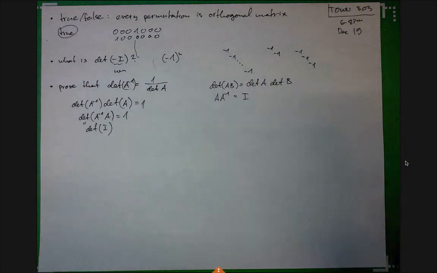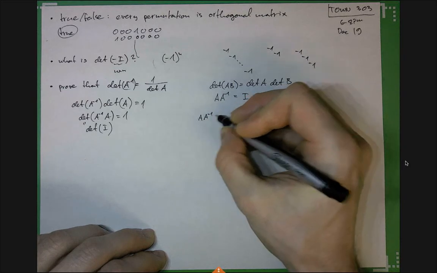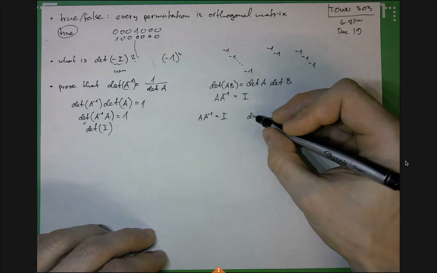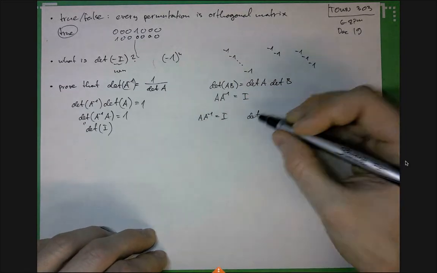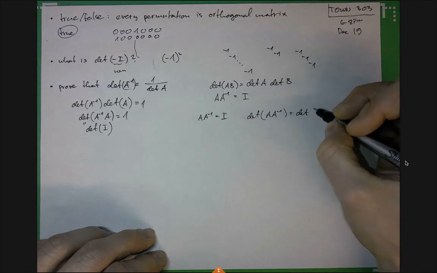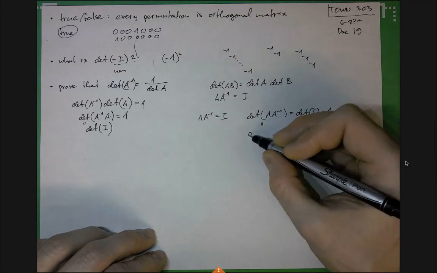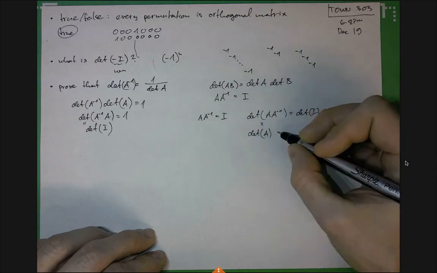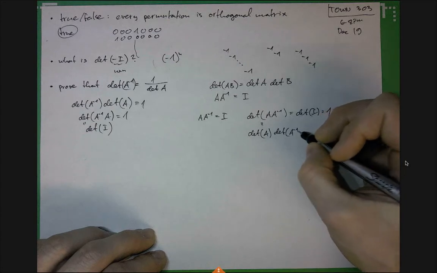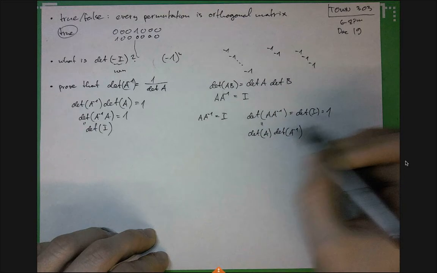Yeah, Maya? So if you start from A times the inverse of A equals I, with the determinant of both sides? Exactly, yeah. So if the matrices are the same, then clearly their determinants must be the same, right? So this is determinant of I, aka 1, right? And then this is, by that rule, determinant of A and determinant of A inverse, right? I assume that A is invertible, so then I can divide this thing.